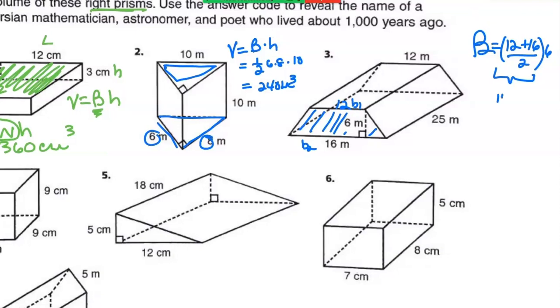So I have 14 times 6. And then what is the height of my shape? It's 25. Okay, so again, you're going to need your calculator for this. 14 times 6 times 25. And that gives me 2100 meters cubed.